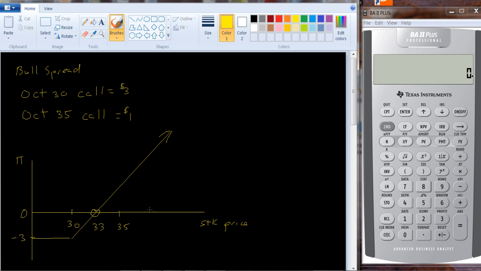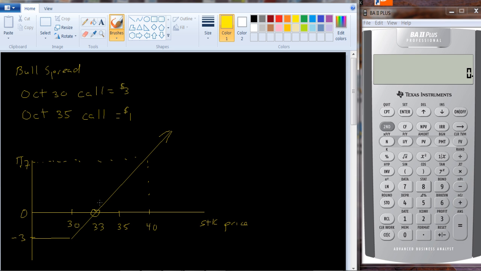If the price goes up to, let's say, 40 per share, then we can go up here and draw a cross, and your profit would be $7. Why? You would buy at 30, sell at 40, that makes you $10, but it cost you $3 for the strategy, so you're left with $7.